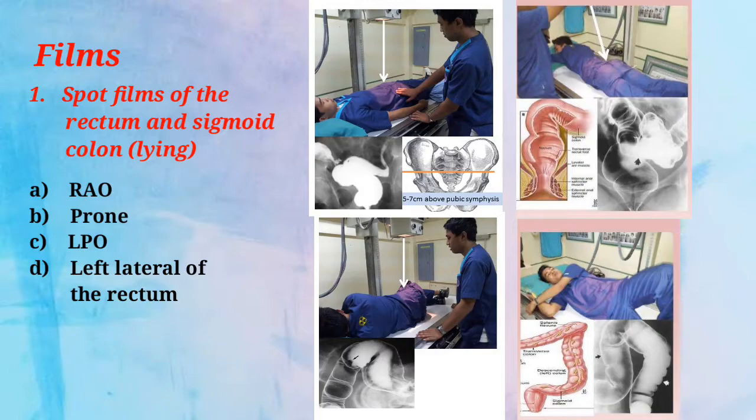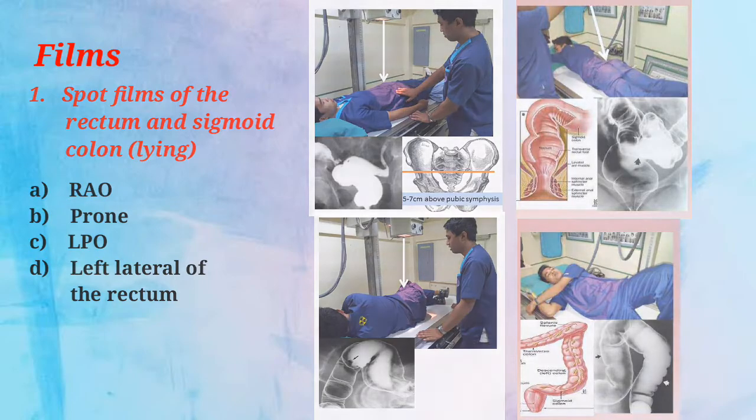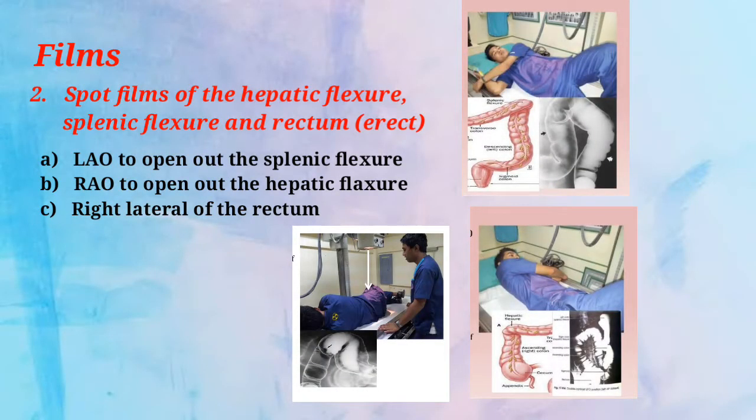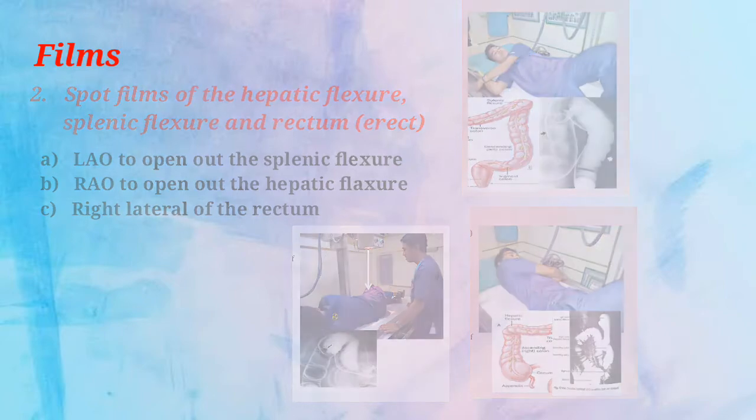Spot films of the rectum and sigmoid colon: lying right anterior oblique, prone, left posterior oblique, and left lateral of the rectum. Spot films of the hepatic flexure, splenic flexure and rectum in erect. Left anterior oblique to open out the splenic flexure. Right anterior oblique to open out the hepatic flexure. Right lateral of the rectum.